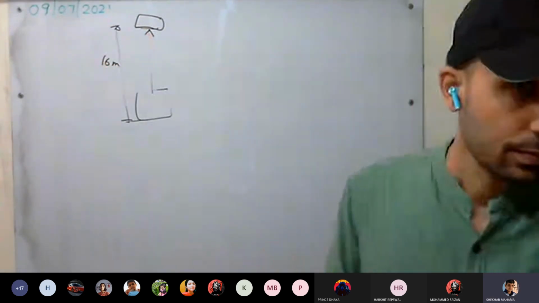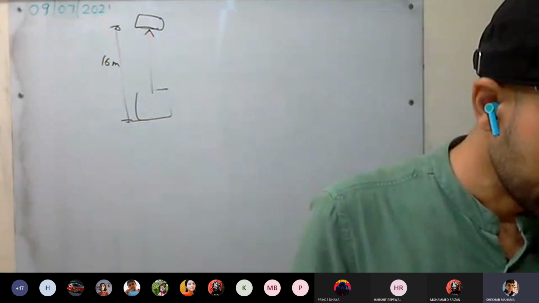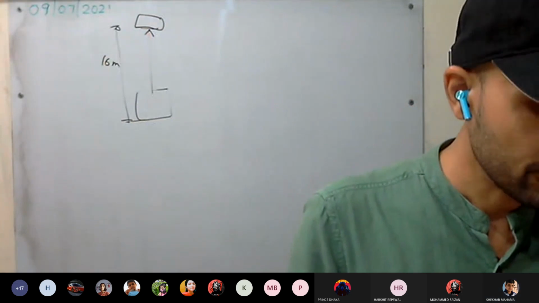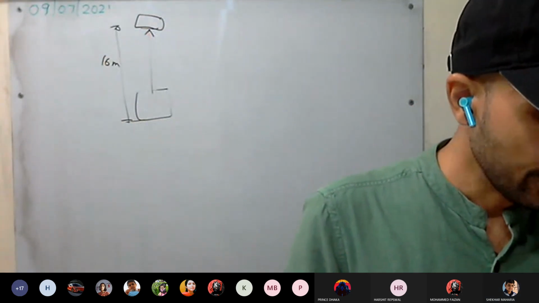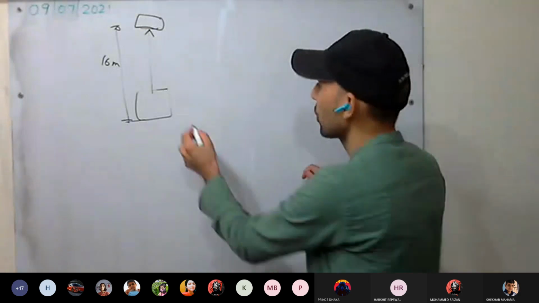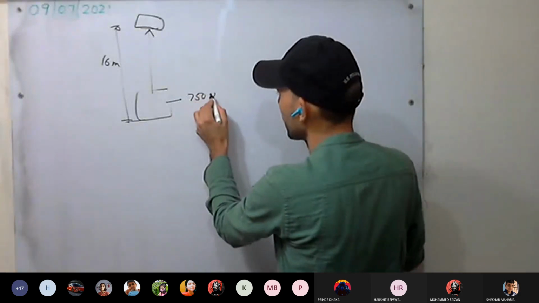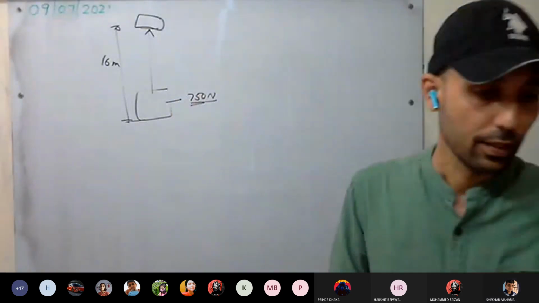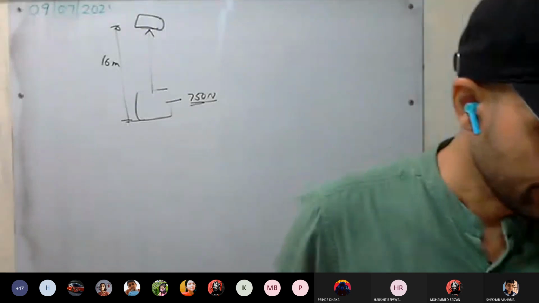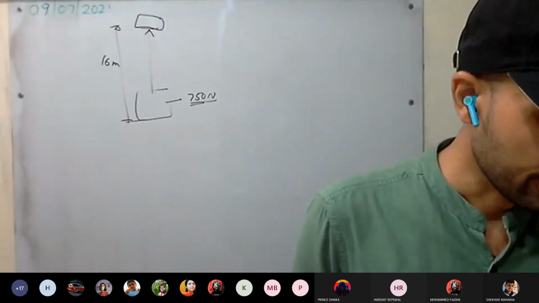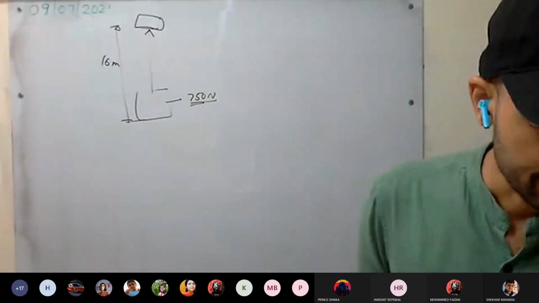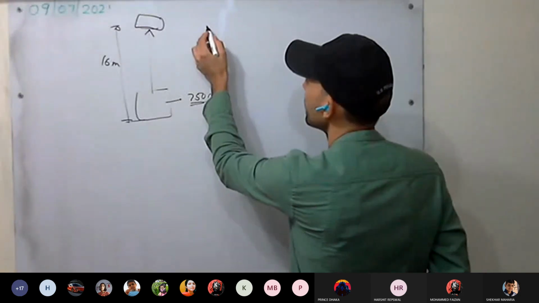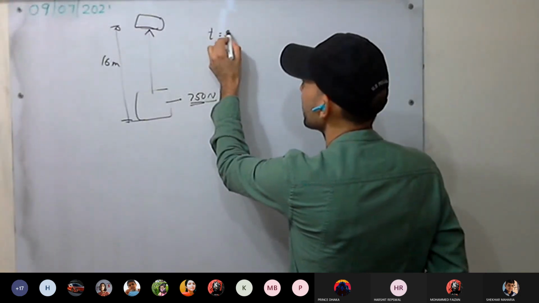Machine raises a load of 750 Newton through a height of 16 meter. So this load is of 750 Newton. That is, its weight is given. That is force only. In 5 seconds, calculate the energy spent, and time equals 5 seconds.